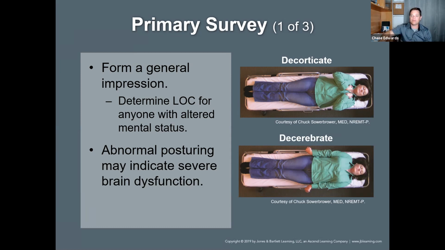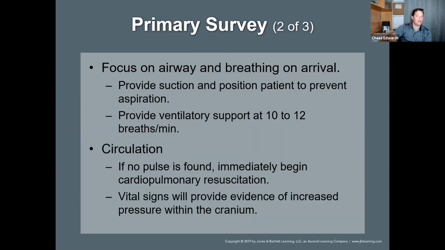Which one's which? All right, so airway and breathing. A, B, right? A and B. I'm looking.